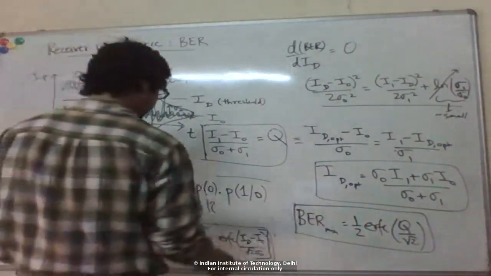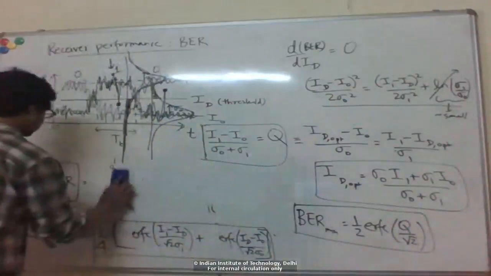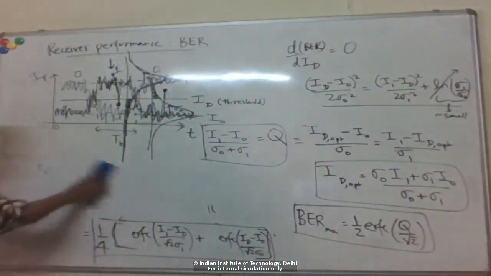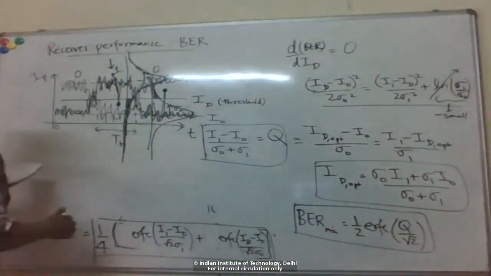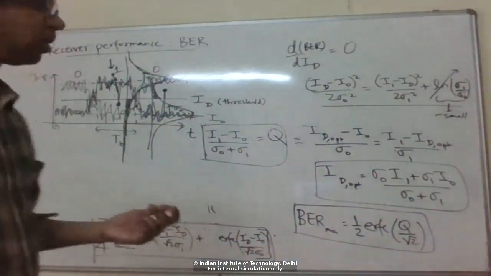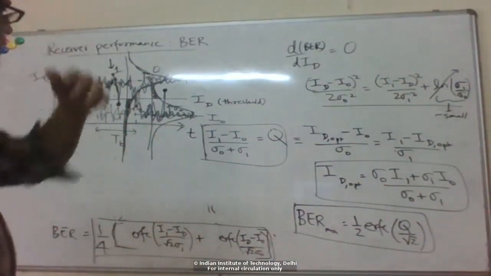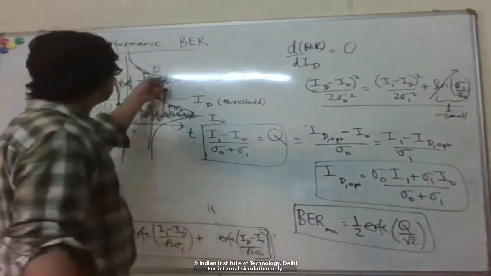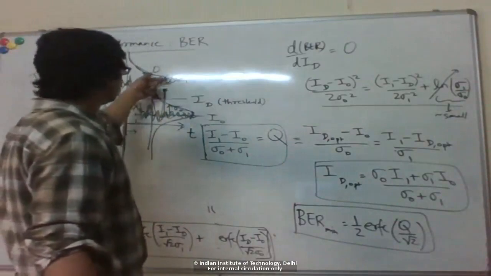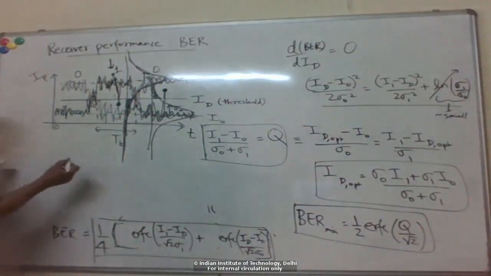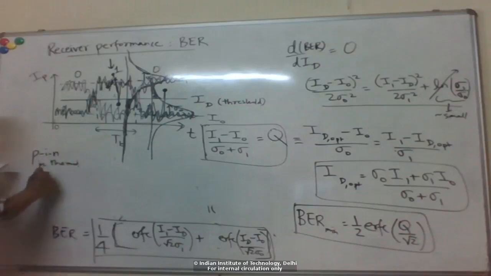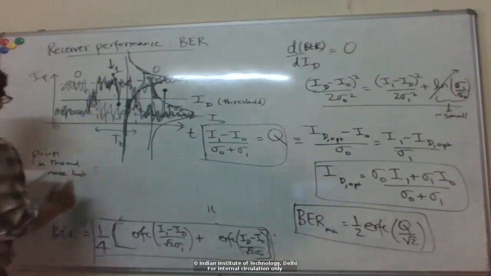Okay, so we can look at typical limits here. Typically, let's say you're using a pin photodiode and you're working in the thermal noise limit. Basically what that is saying is that the shot noise is less than the thermal noise. So for bit 0 and bit 1 both, you only have thermal noise. Okay, so let's say you're using a pin detector in the thermal noise limit.